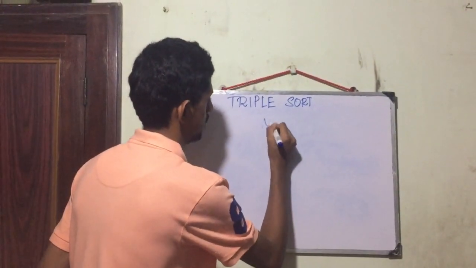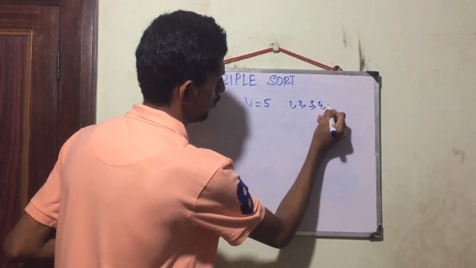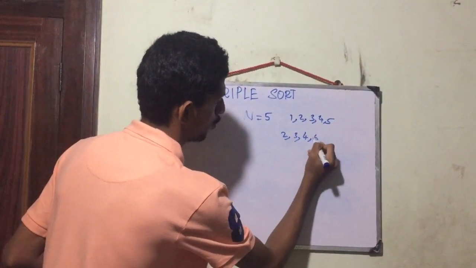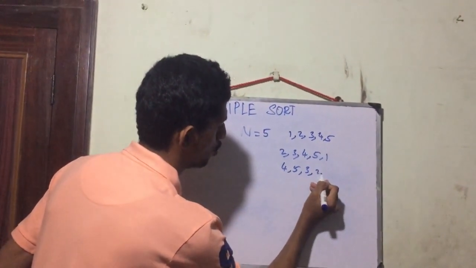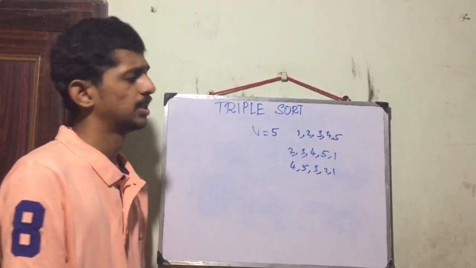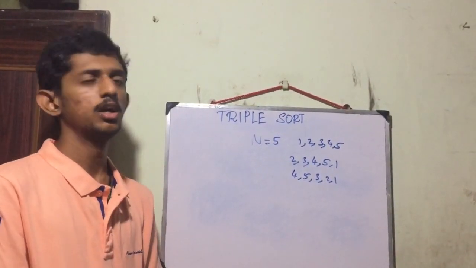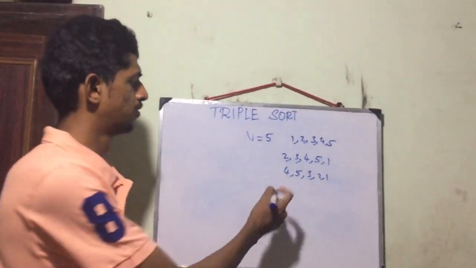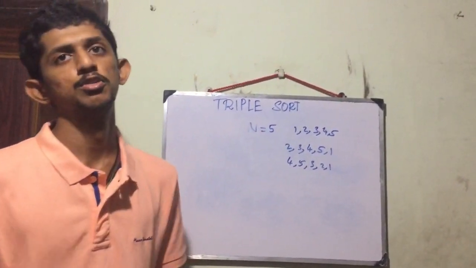Like n is equal to 5. So these numbers 1, 2, 3, 4, 5 will be given in a jumbled order, like 2, 3, 4, 5, 1 or 4, 5, 3, 2, 1. They will give these numbers in the jumbled order. Now your aim is to sort this permutation of n numbers in increasing order. So if it is like 4, 5, 3, 2, 1, you have to make it 1, 2, 3, 4, 5.